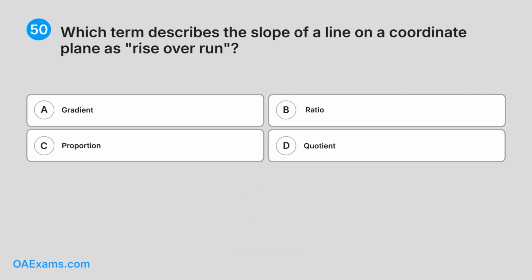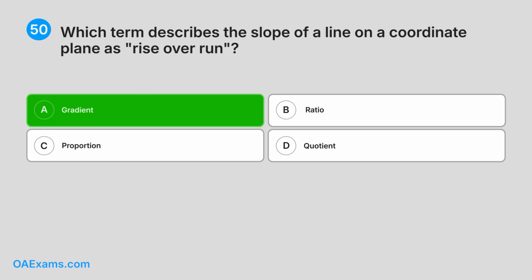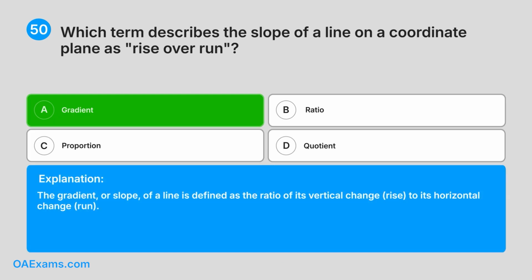Correct answer. A. Gradient. Explanation. The gradient or slope of a line is defined as the ratio of its vertical change, rise, to its horizontal change, run.